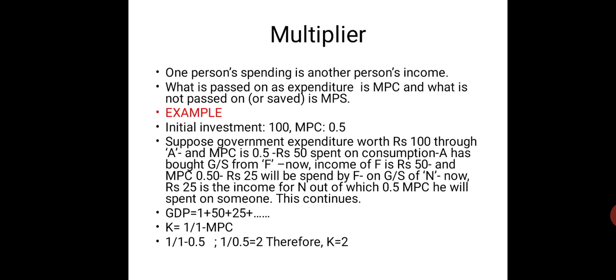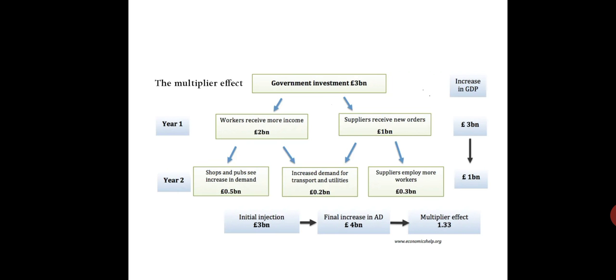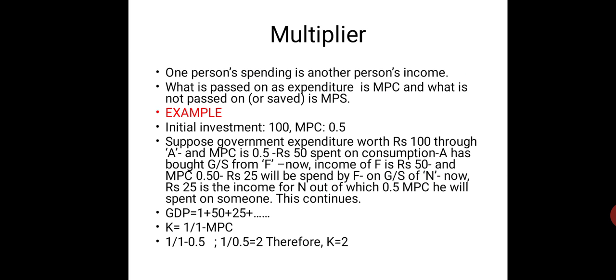Let's explain it with the help of an example. Before starting the example, there are two assumptions we have to see. One person's spending is another person's income. Suppose MPC is 0.8, that means 80 percent of the income is being spent. So that 80 rupees is now the income of another person, because we are spending it on the goods and services provided by that person. So when I spend, that spending becomes another person's income. That is what the circular flow of income shows us, right?